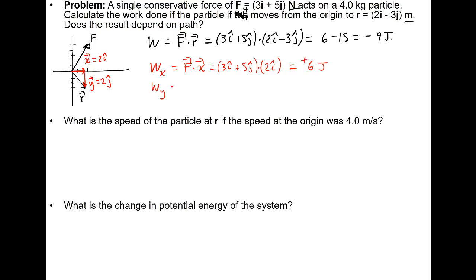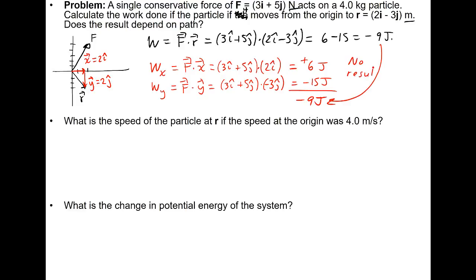Then the work along path y will be F dot y, and I think you see what's going to happen here. Same force, but now we just dot with negative 3 j hat. That's negative 15 joules. That's a total amount of work on a different path of negative 9 joules. So, no, the result doesn't depend on the path. It's path independent.